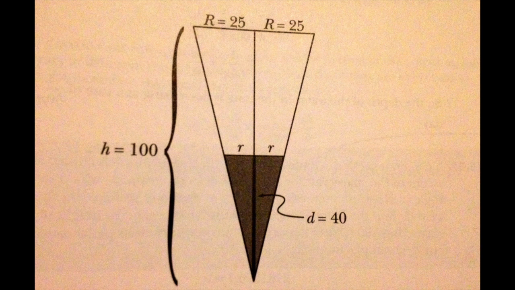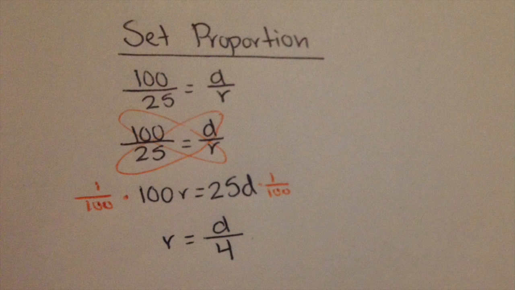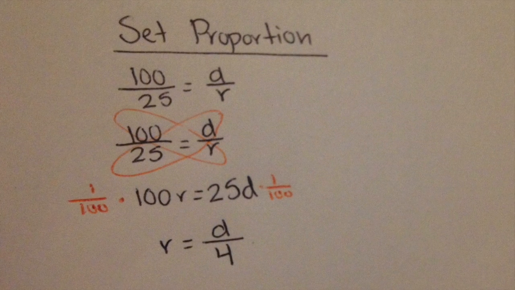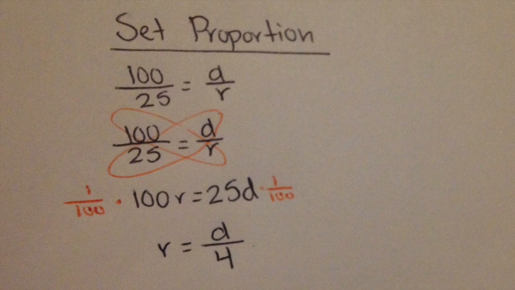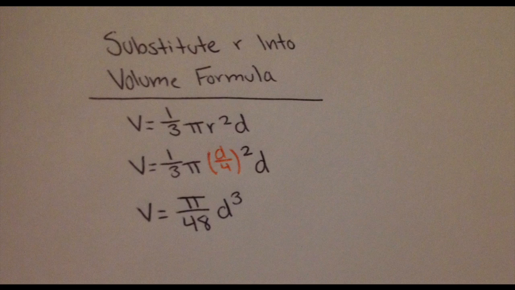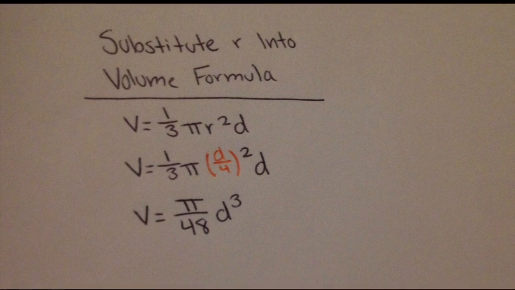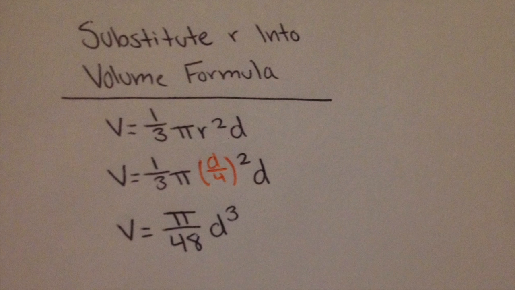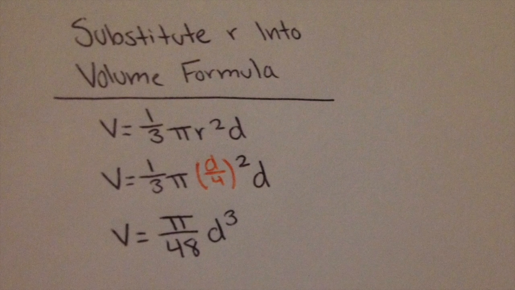And looking at the triangle, we see that the isosceles triangles are similar. So what we do is set up a proportion relating the heights and the radii of the tank and the water it holds. We solve it for r. Next, we substitute the value of r, which is d over 4, into the volume formula to eliminate it from the equation.